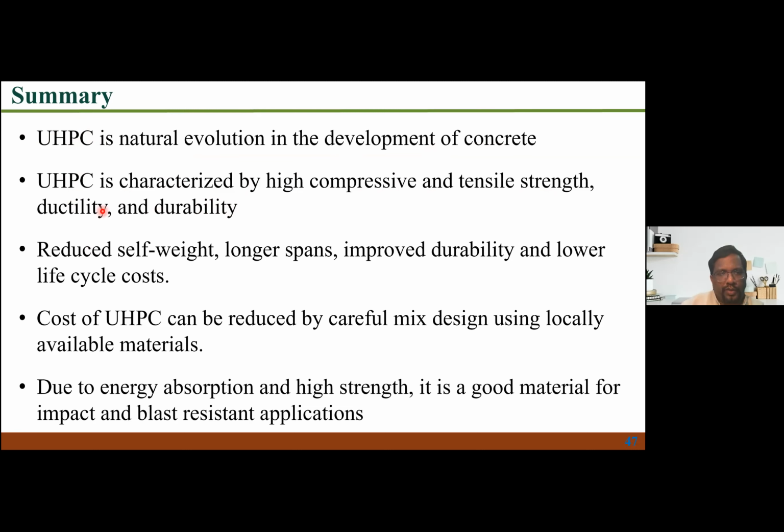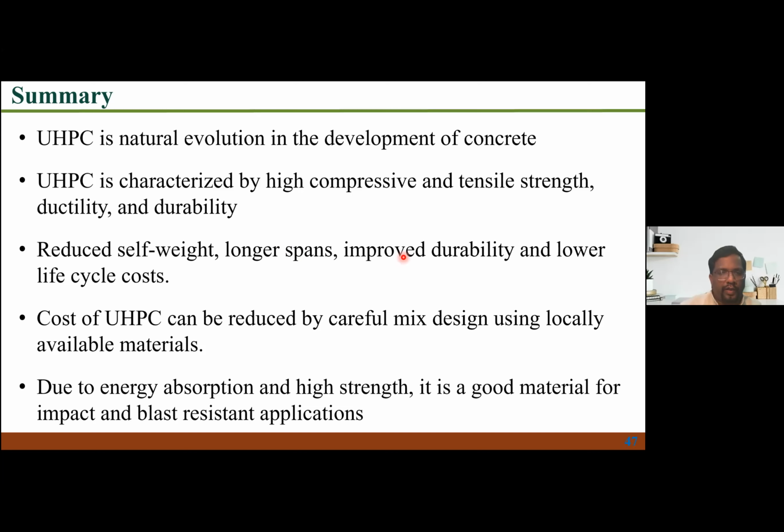And because I have a very high strength material, both in compression and tension, now I can design the structural members with much smaller size. So you end up with very reduced self-weight. And we can also go for longer spans. Once the self-weight is reduced, the same cross-section can be used for longer spans for the same external loads.